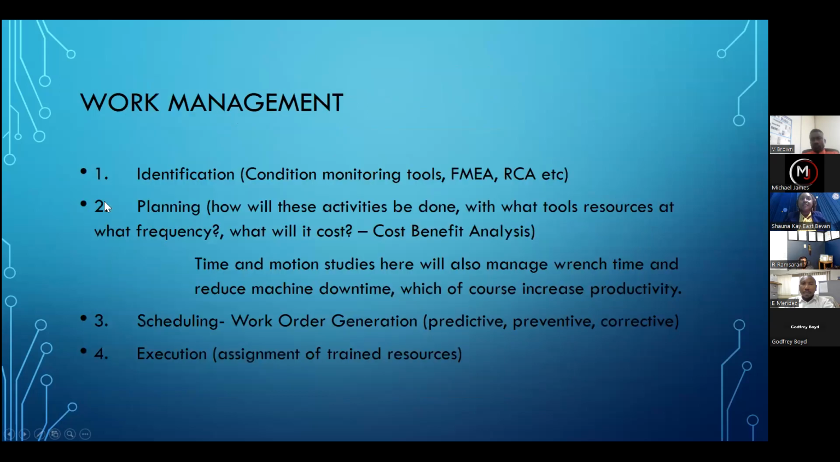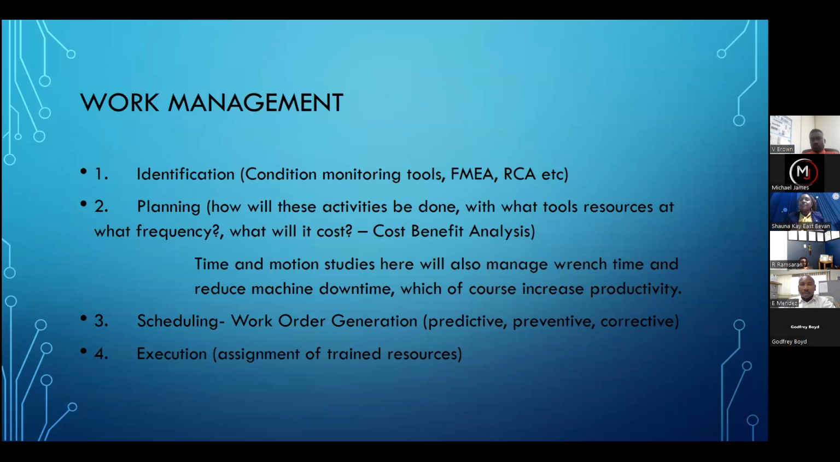All right, back to work management. So that's just a quick 5-step about how you start preparing an activity for execution. So you identify what activity, and that's where you get the data from condition monitoring tools. So you want to plan for a vibration analysis on a particular piece of equipment, right? So you would identify the need, then you start to plan it.